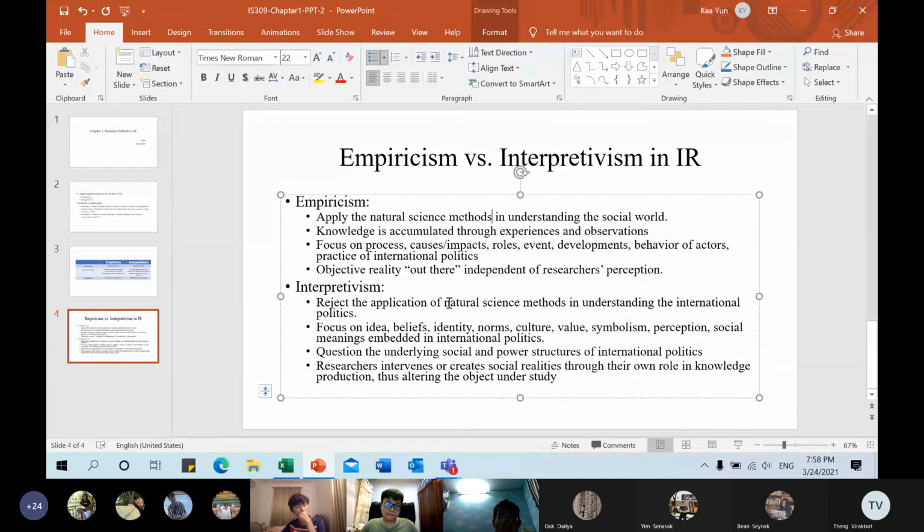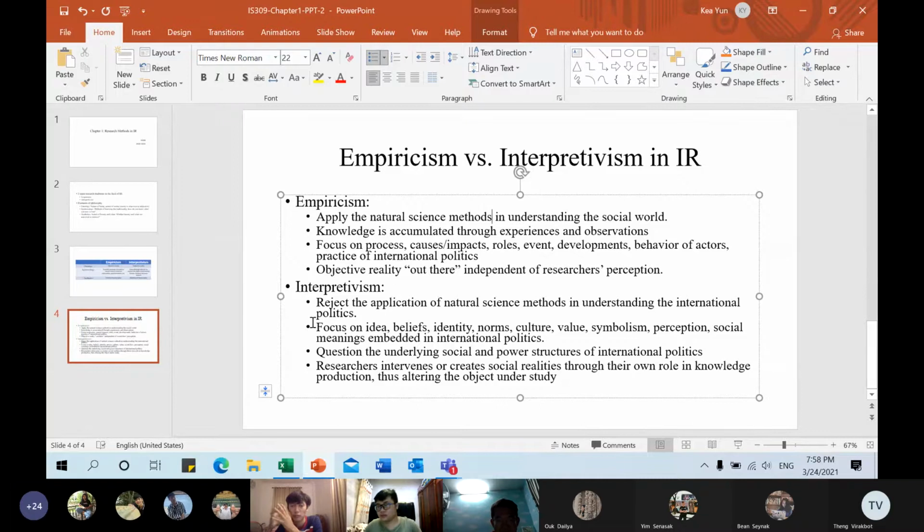But in interpretivism, you reject the natural science method in understanding international politics. In empiricism, knowledge is accumulated through experience and observation. And you focus on process, cause and impact, causal relationships, the role, the events, the development, the behavior of the actors, and the practice of international politics. Something more like action, physical form.